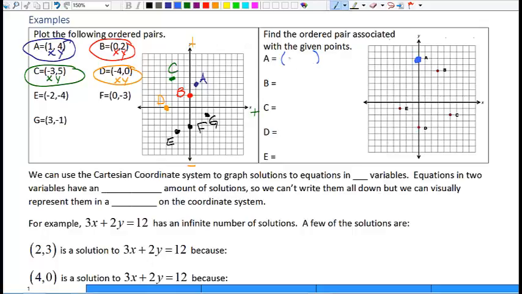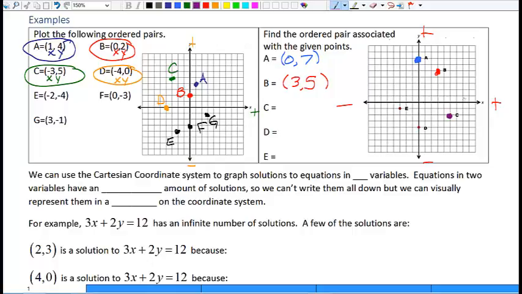So my x value in the ordered pair is 0, comma, let's count that. 1, 2, 3, 4, 5, 6, 7. Looks like 7. Okay, so my next point is right here. Again, that's in the positive x direction and in the positive y direction. So from the origin, I'm going to go 1, 2, 3 to the right and up 1, 2, 3, 4, 5.